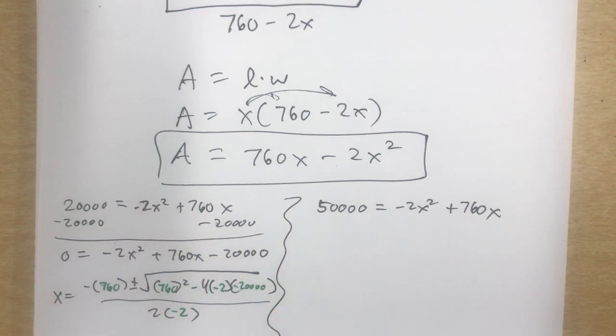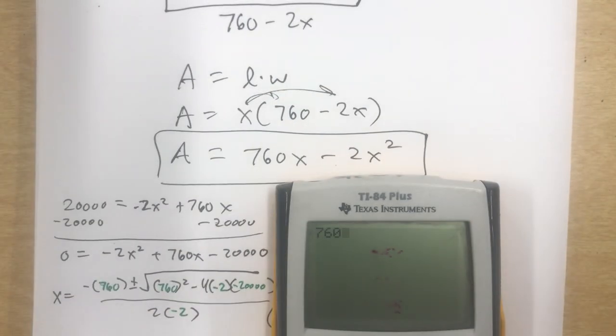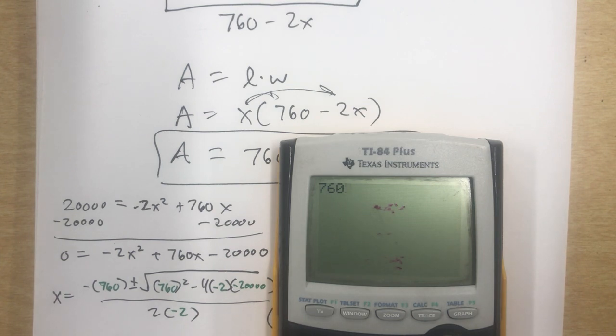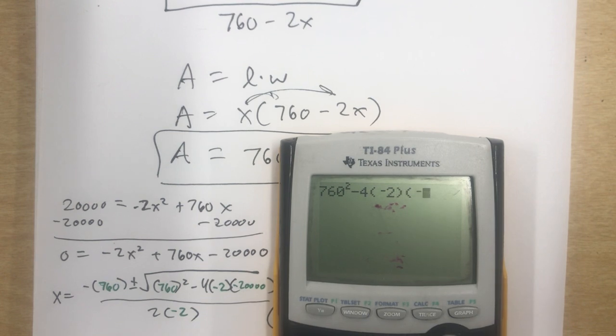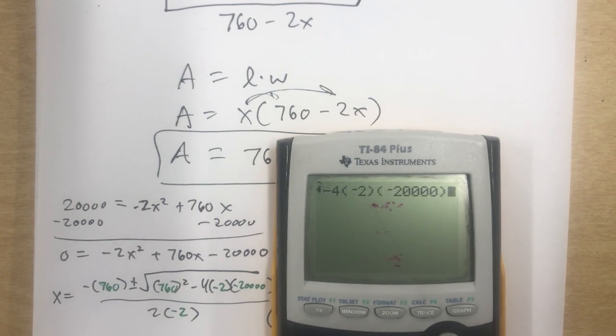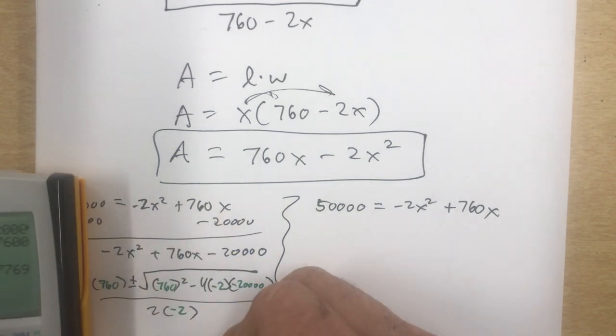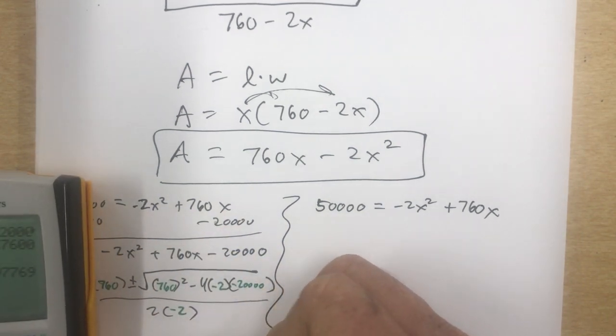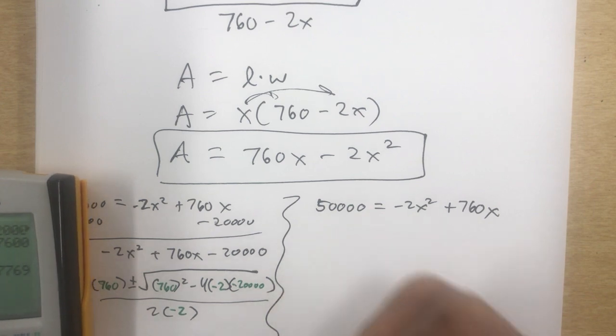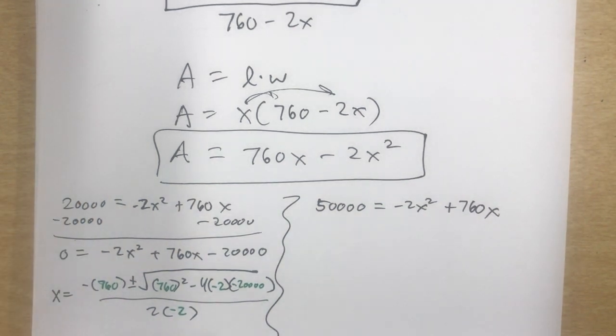And I'm going to go ahead and punch all this in. So I got 760, put it on the screen here, squared minus 4 times negative 2 times negative 20,000. And I'm going to do the square root of that answer. All right, 646.2197. I'm going to leave 4 decimals on there for my calculations now. I think the answers here are 2 decimal places, but I'm just going to do this for the calculation.